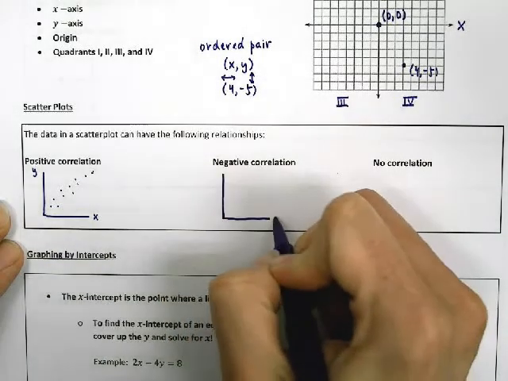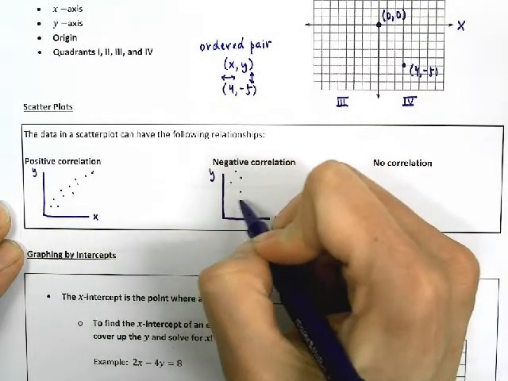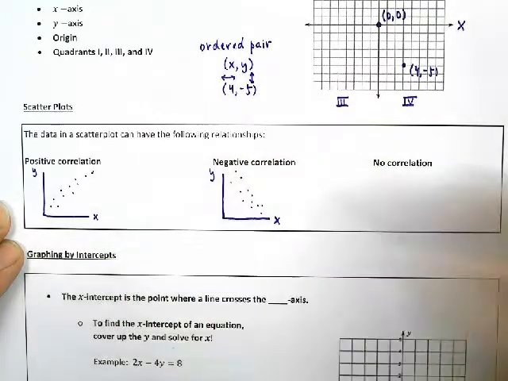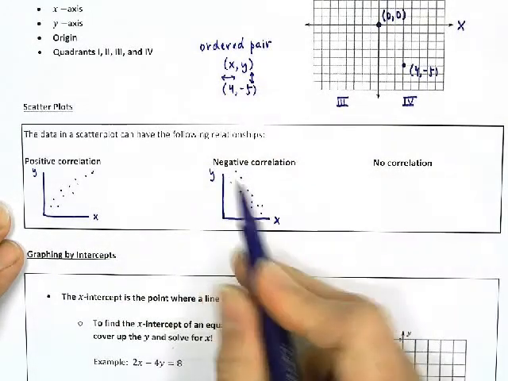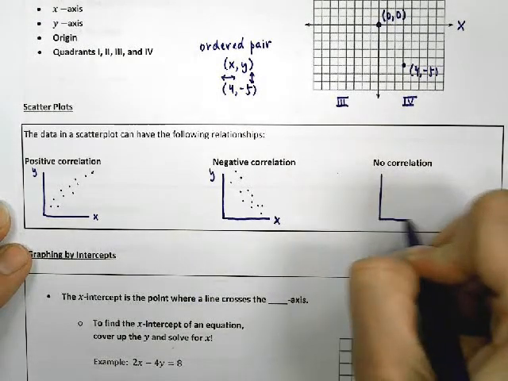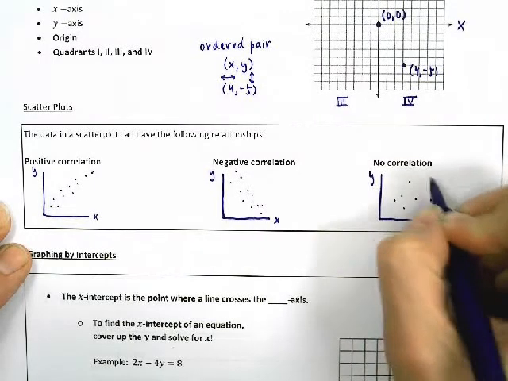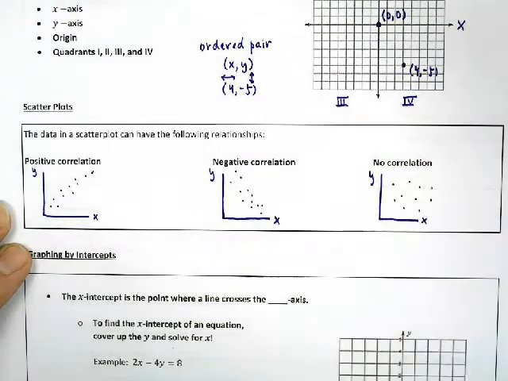Negative is going to be just the opposite. Now, as the value of x gets bigger, we'll see our y's getting smaller, so we have that downhill effect. And then the last thing we might see is no correlation, right, which is where our data truly is scattered all over and we can't really tell any relationship between those data sets.